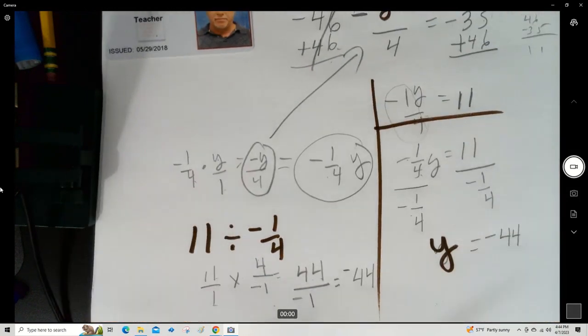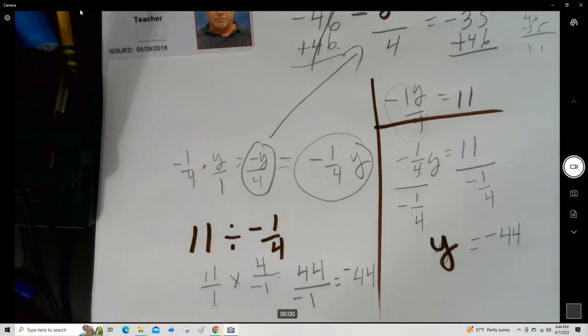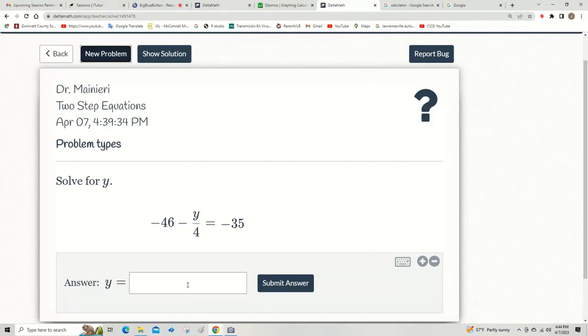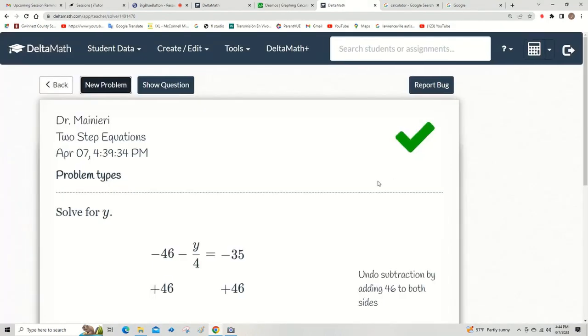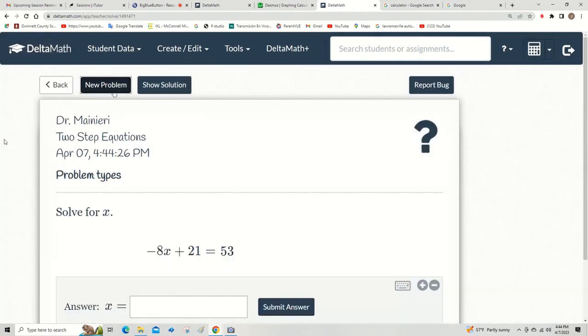Okay? Go try it. Let's go back. Delta Math. Put in negative 44 and hope for the best. Submit answer. Oh my goodness, I am on fire. I should be, right? High school math teacher. Okay, here we go. All right, new problem. Here we go, new problem. Let's do it. All right.